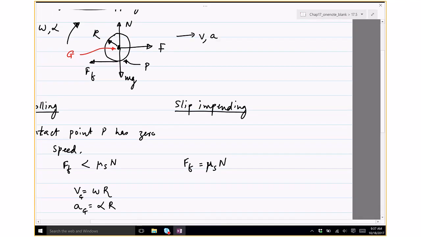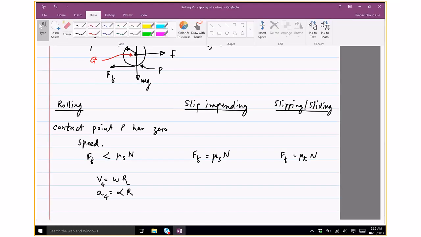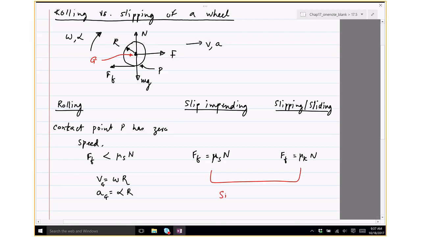Then there is actual slipping or sliding. This is when F equals mu k n. So this is very similar to the previous case, right? Similar to a sliding block. For a sliding block, remember I said the friction force is mu s n, that's when slip initiates, and then when it's actually slipping, the friction is mu k times n.